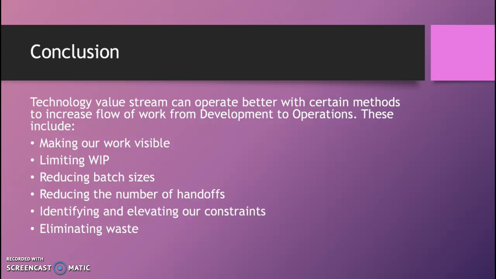In conclusion, if we follow these steps, I think we can create better lean manufacturing, and in our case, work together with development and operations. So we create that stream that takes us to better deployment and better care of our customers, because the main ideas are making our work visible, limiting WIP, reducing batch sizes, reducing the number of handoffs, identifying and evaluating constraints, and eliminating waste.